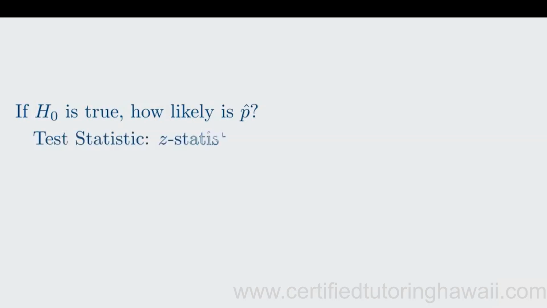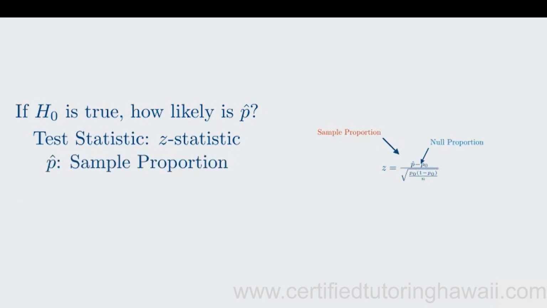To answer this, we use a test statistic. For a population proportion, this is a z-statistic. Here is the formula for our z-statistic. Let's break down this formula. p hat is your observed sample proportion. p0 is the claimed value from your null hypothesis.